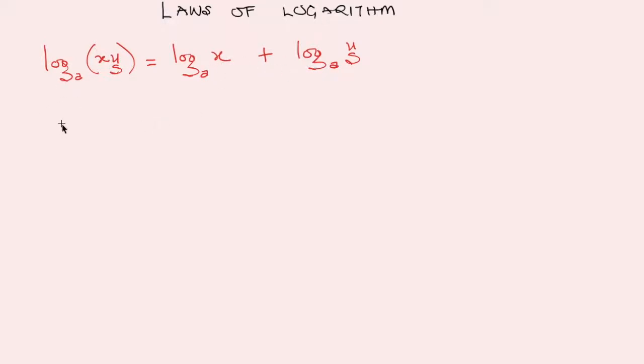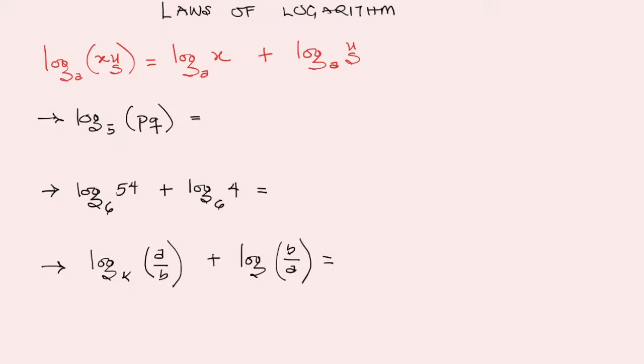To understand that, let's look at these questions. The first one says log to the base 5 of pq. And so following this law, what we would have is log to the base 5 of p plus log to the base 5 of q. The next one says log to the base 6 of 54. Just like we can use this law to split up logarithms like this, we can also go back in the other direction. So we can go in either directions, either this way or this way.